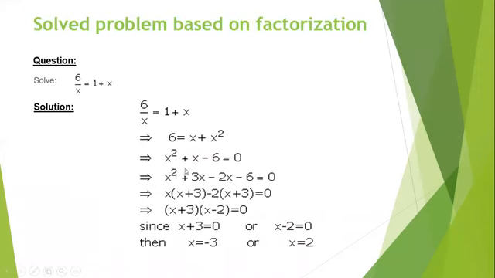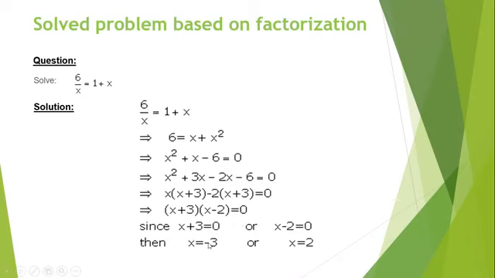Split the middle term to get minus 6. It will be 3 and 2, and the sign of the bigger will be plus. So x square plus 3x minus 2x minus 6 equal to 0. x common, x plus 3, minus 2 common, x plus 3 equal to 0. x plus 3 into x minus 2 equal to 0. Two values of x we got.